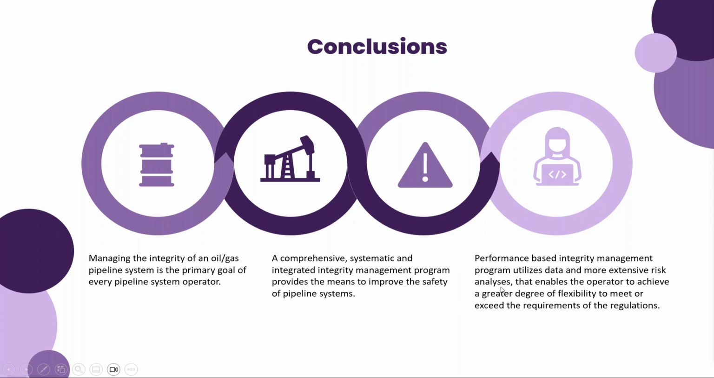Again, risk. That's where it happens. We're talking about dynamic data, that's your ILI data, and static data, that's the attribute data of your pipelines. That usually doesn't change unless you do a relocation or a change out or something. And that enables the operator to achieve a greater degree of flexibility to meet or exceed the requirements of the regulations.